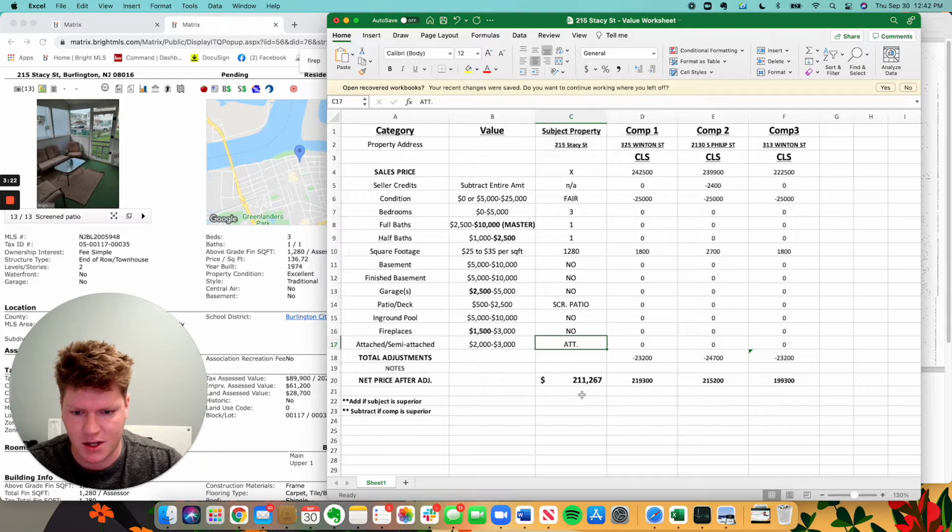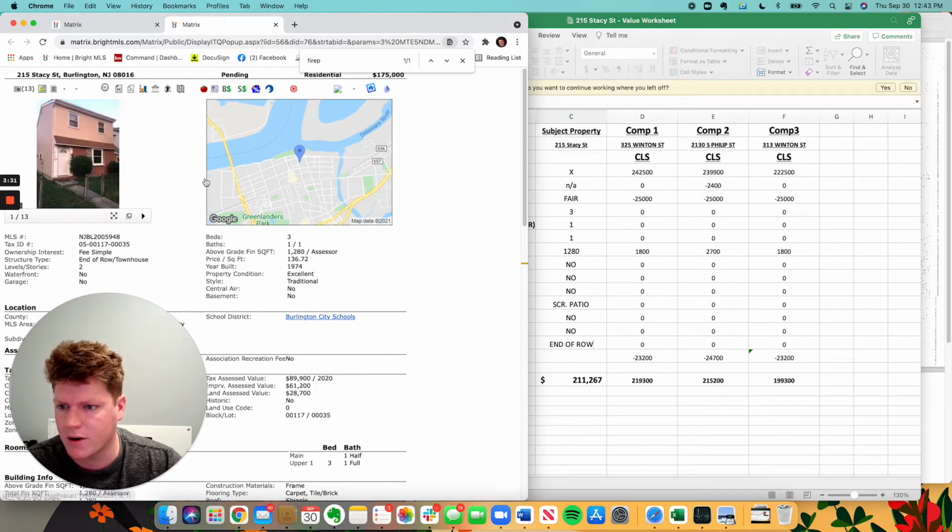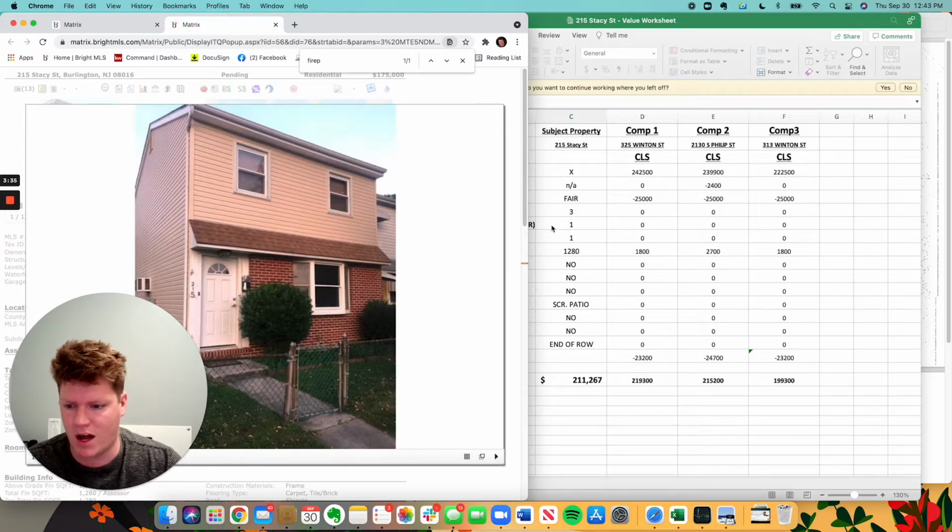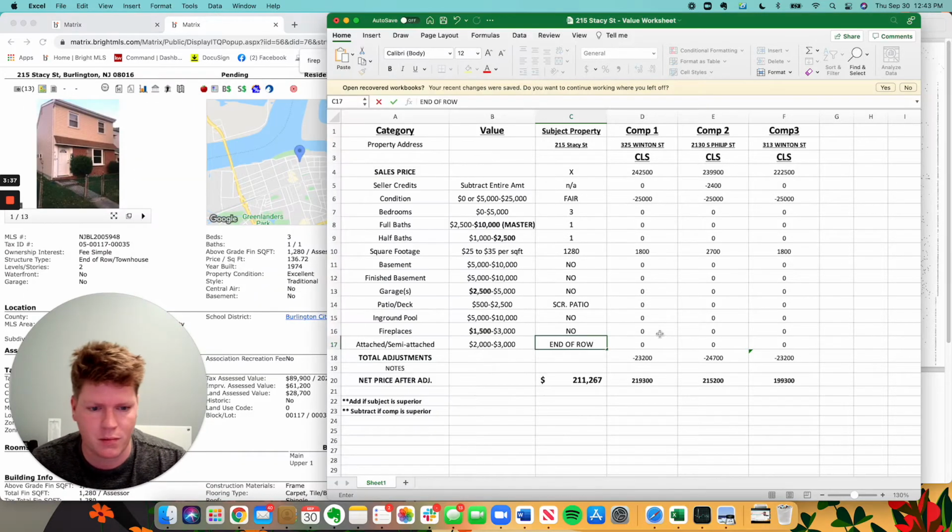Attached or semi-attached? It is semi. It's end of row is what this is. This is a row home. This matters. Very important to get that right. So I can see down here this is one of many. So it's an end unit row home. So we can't compare this to a single family home. All right, so now we're going to look at comps.